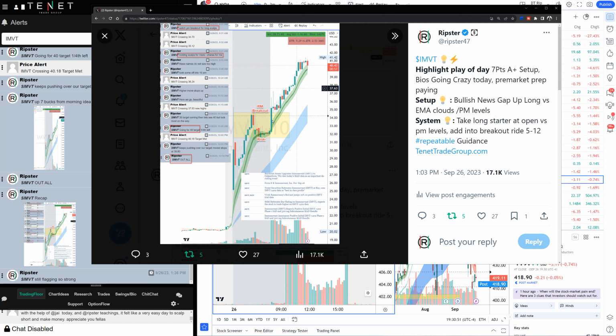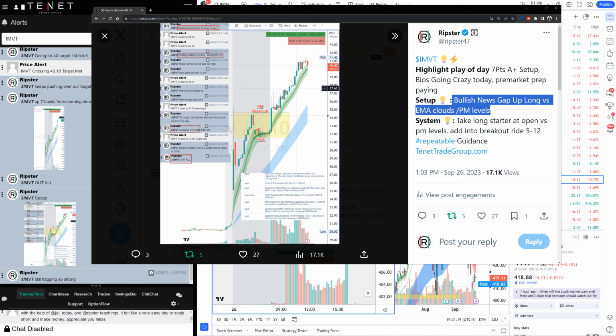So IMVT, guys, you can clearly see here, right? Highlight play of the day, 7 points. I was long. You can read here if you can. Watch PM breakout for long scalps. Hold your longs. PM breakout, risking here with the news. We were ready in the pre-market. It went from our entry from $34 to $41 all the way, and I was out at that time. Right? What was the setup?